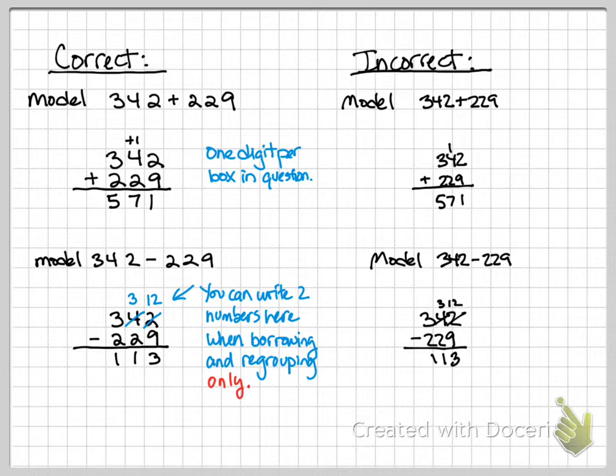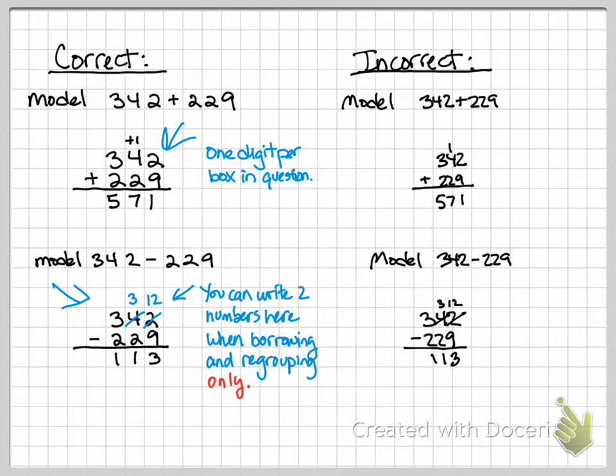On the left-hand side, you have one digit per box. In the question 342 plus 229, I have that modeled, as you can see here. And then I have modeled 342 minus 229 here subtracted. In the adding part, you can see 2 plus 9 is 11, carry my 1. I have a plus 1 in the tens place column. 1 plus 4 plus 2 is 7, 3 plus 2 is 5, making the answer 571.